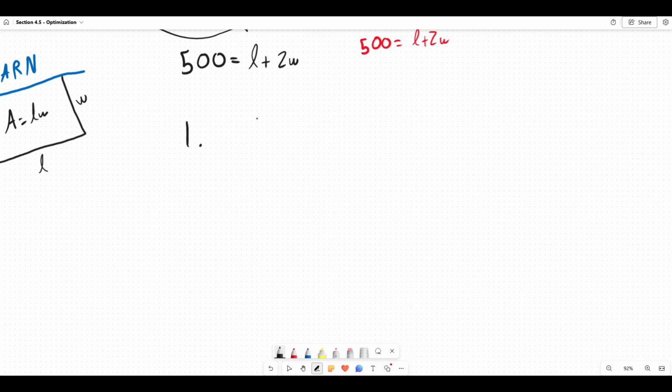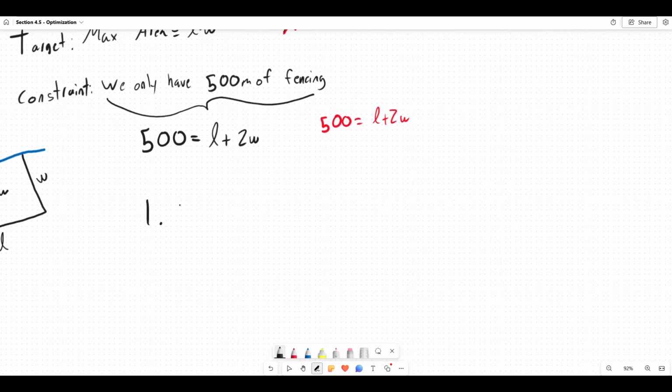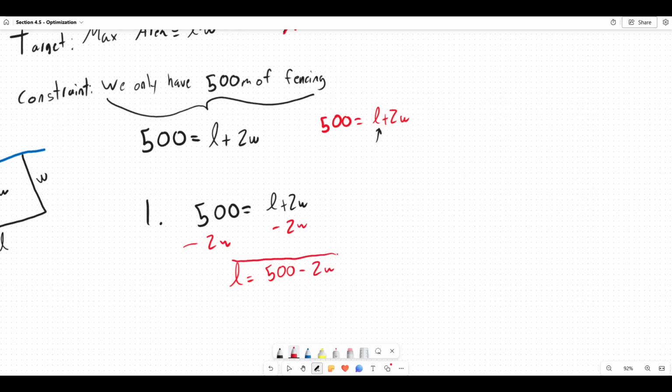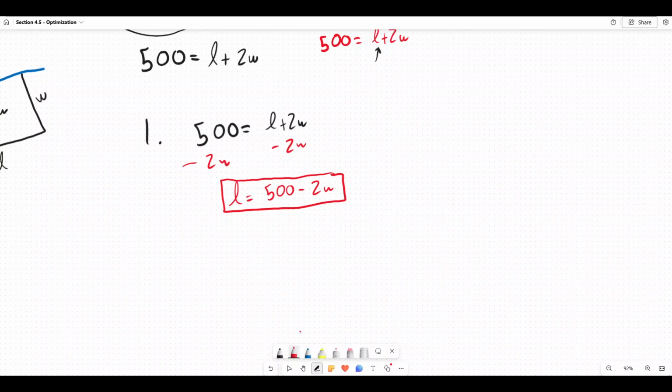So, step 1, we're going to solve the constraint. And I'm going to choose very arbitrarily. I'm going to solve for L. So we have 500 equals L plus 2W. Solve that for L. I'll subtract 2W. I'll get L equals 500 minus 2W. Step 1, done.